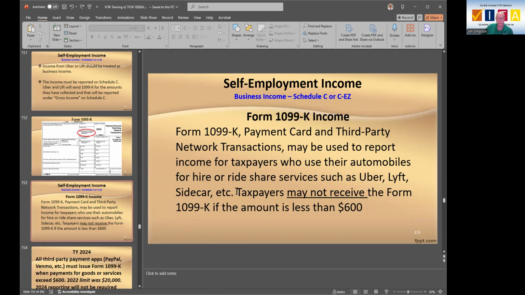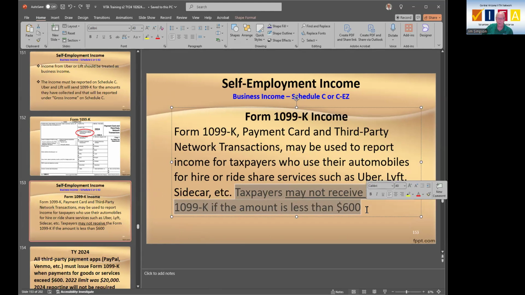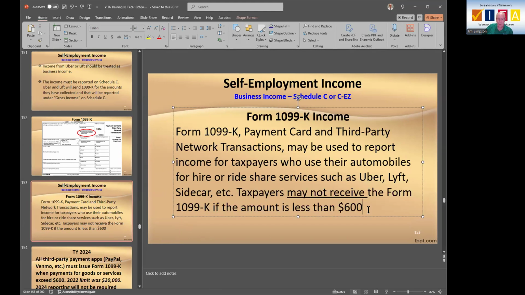And here, again, taxpayers may not receive the Form 1099-K if the amount is less than $600. That doesn't mean they don't have to pay tax on it. They have to give us a reasonable estimation of what they did. Maybe they only went out and drove one day and said, oh, I'm not doing this anymore.